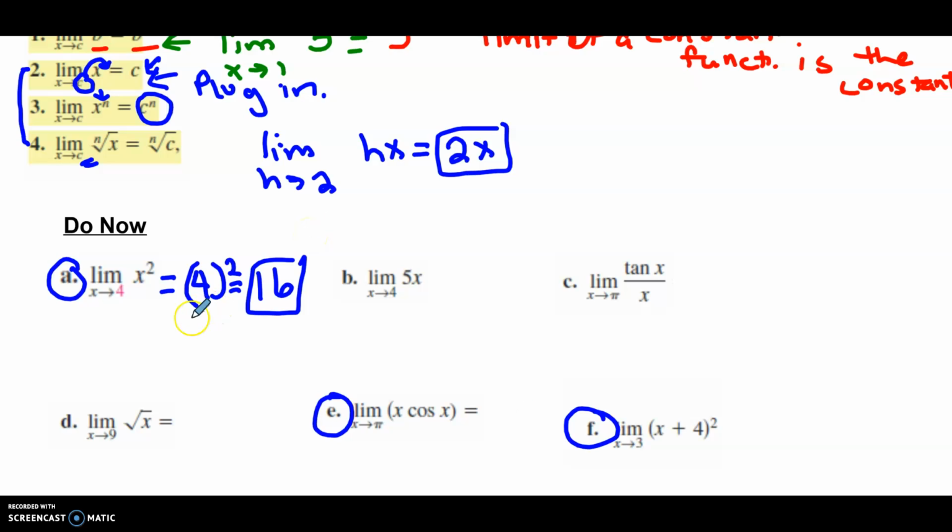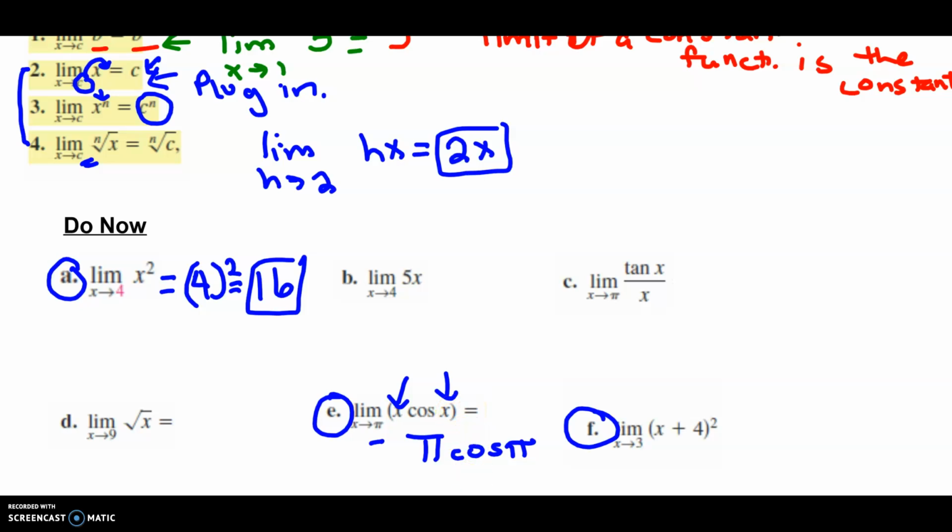All right, for E, we're just plugging in pi anywhere we see x. Well, I see x in 2 spots, here and here. So my answer is just going to be pi cosine pi. And guys, I'm stopping there, but there's actually more that I can do to evaluate.